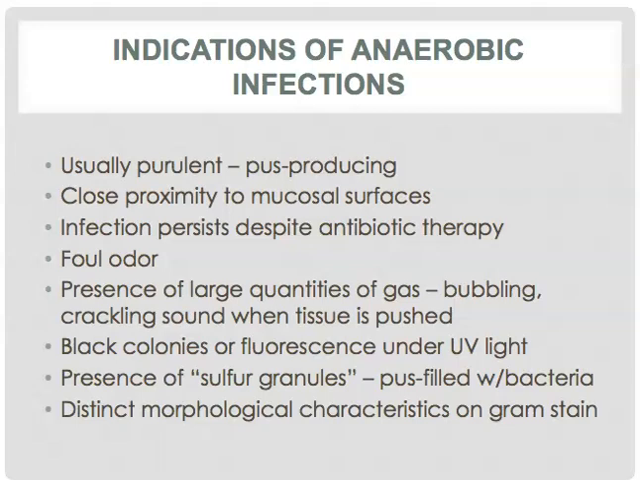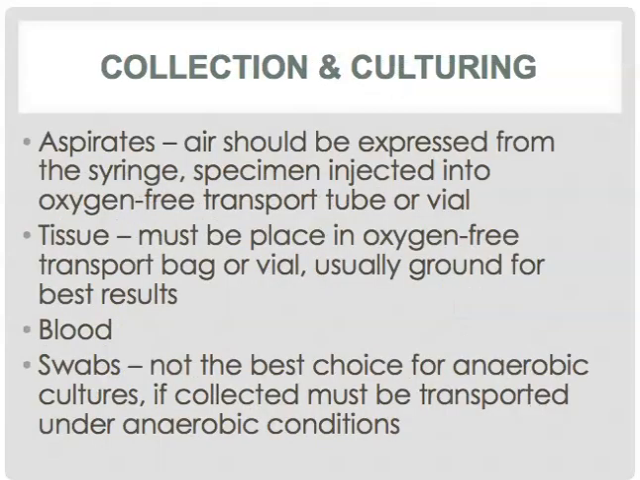Presence of what are referred to as sulfur granules, which are not actually granules of sulfur, but they're pus filled with granules of bacteria. And then a lot of anaerobes have very distinct morphological characteristics on the gram stain. So you see an organism that's growing on the plate, and you think it might be suspicious as an anaerobe, you do the gram stain. If you're looking at certain characteristics on the gram stain, then you might have a better feeling about whether or not that's an anaerobe or not.